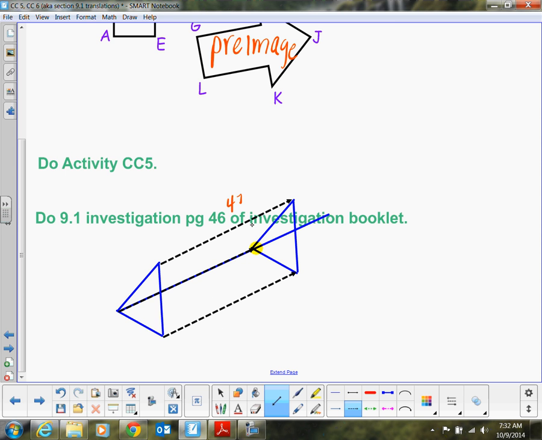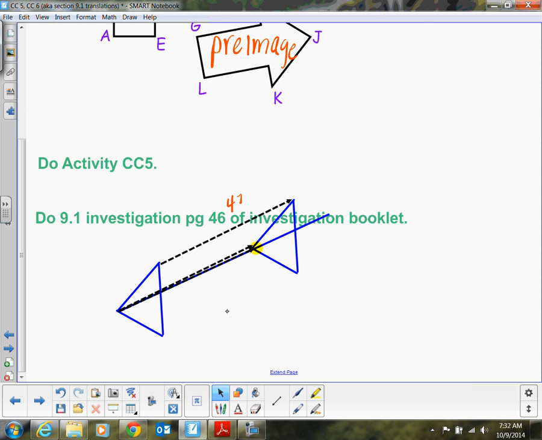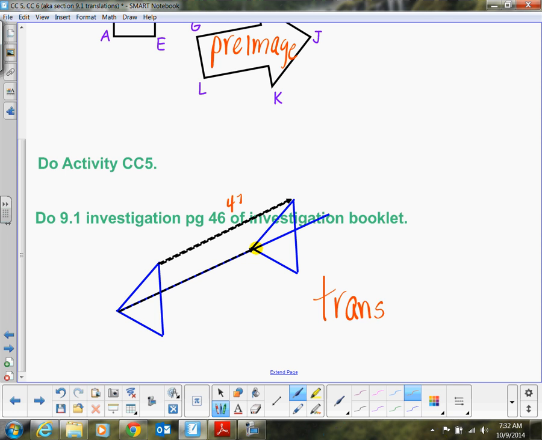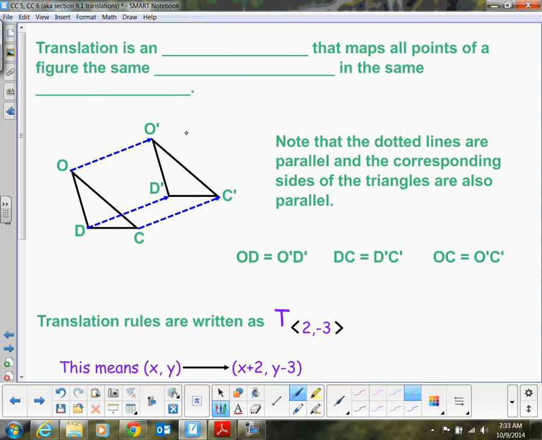What word would you use from our last unit? We found the slope. What are they? Parallel. They are parallel. And what did you know about the distance between each set of these points? They were the same. So this is a situation where we have slid the figure, and when you slide a figure, it is called a translation. Now, will I call it a slide on a test, or will I call it a translation? Translation.